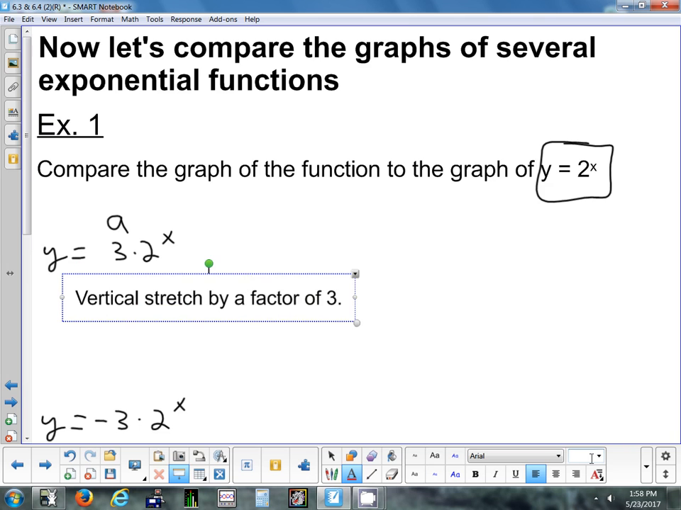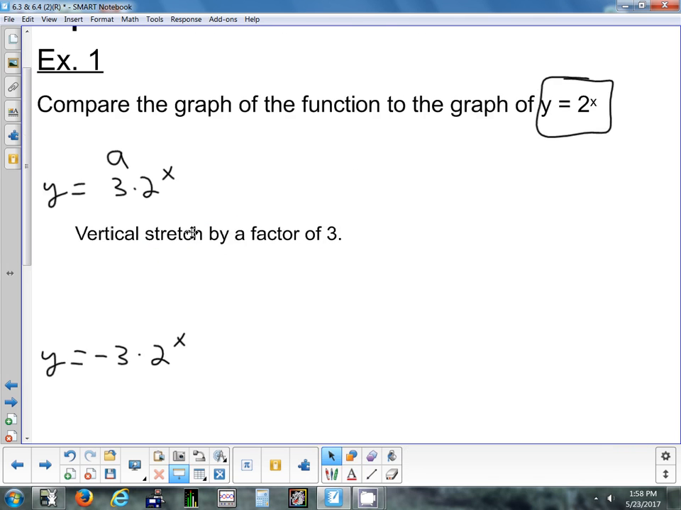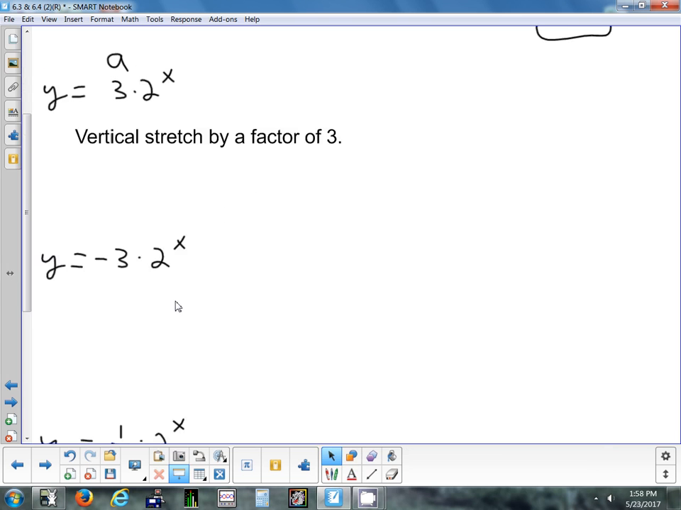Good. Because it's a vertical stretch by a factor of whatever A is. A in this problem happens to be 3, and that function happens to be 3. Right, next one.